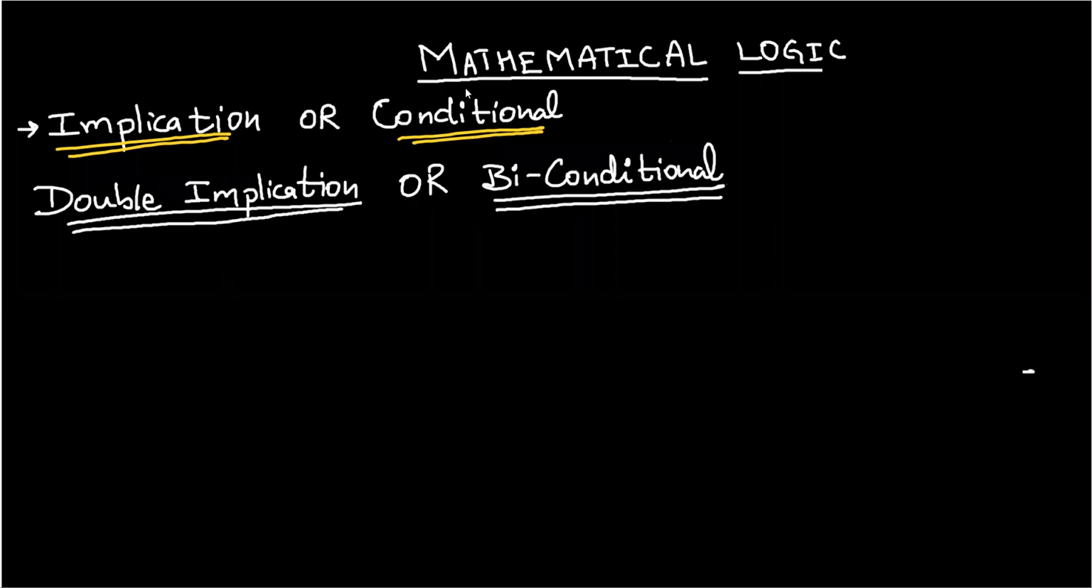In this lecture, that is mathematical logic, lecture number 5, we are going to study the compound statement, double implication or biconditional. The symbolic representation for this double implication or biconditional statement is P, then a double-headed arrow on both sides, Q, where P and Q are simple statements.